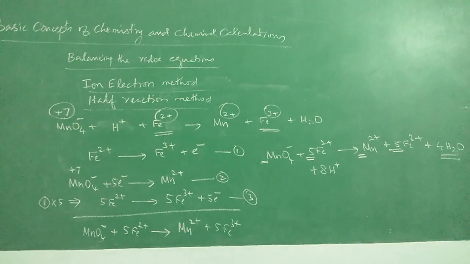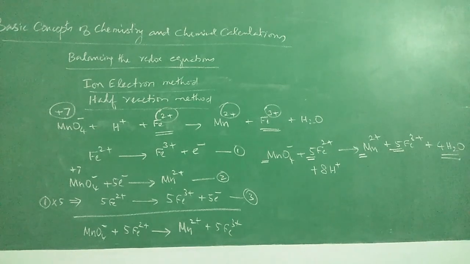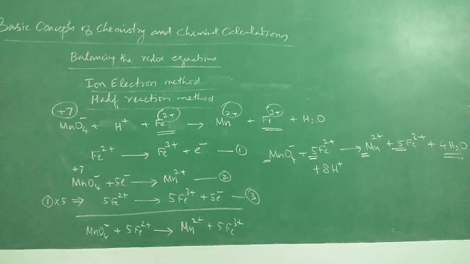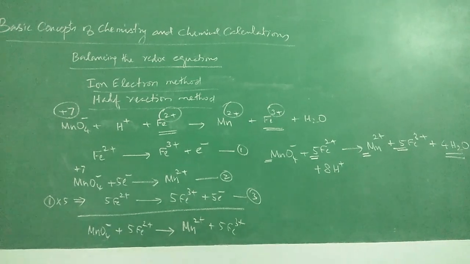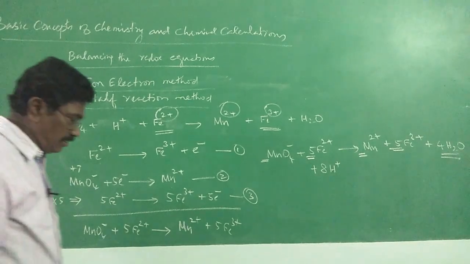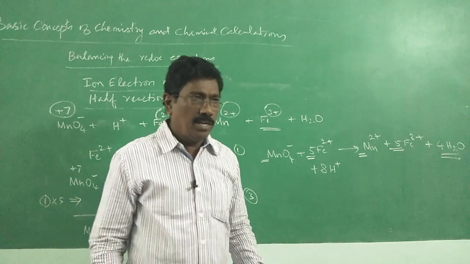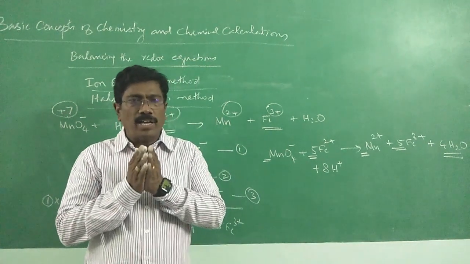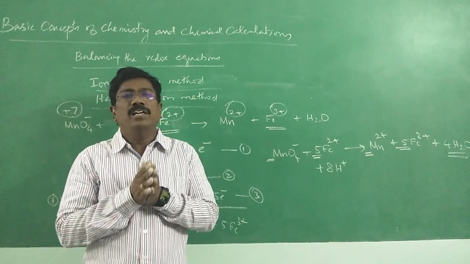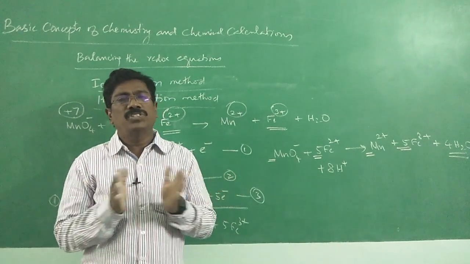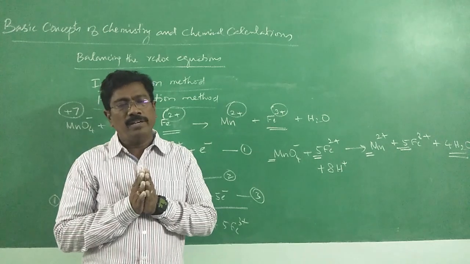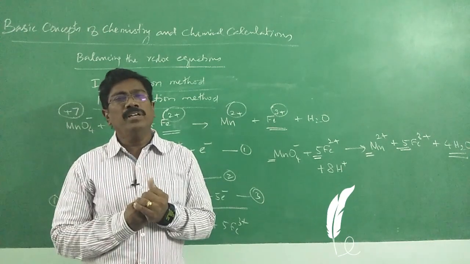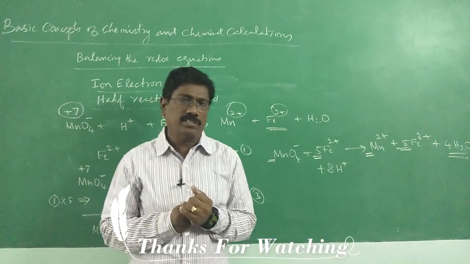All right. So with that, we complete the lesson, basic concepts of chemistry and chemical calculations. And let me try to explain the objective type questions at the back and a few problems which are given in the book. All right, that we will be doing in the following sessions. Thank you.